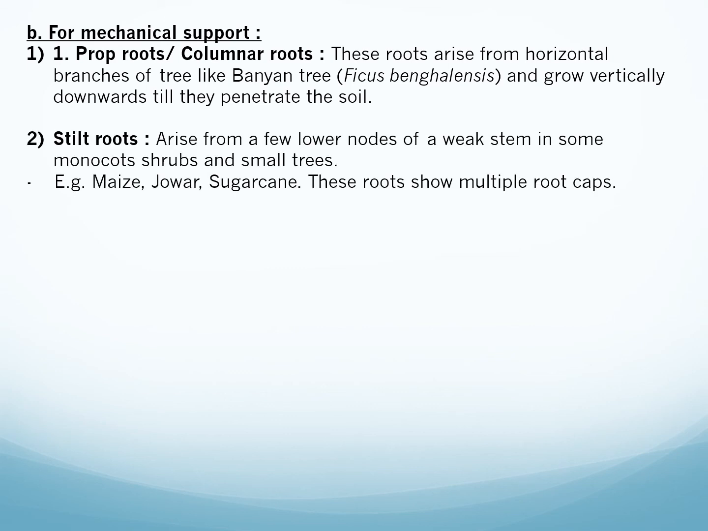Stilt roots. These roots arise from a few lower nodes of a weak stem in some monocot shrubs and small trees. Example, maize, jowar and sugarcane. These roots show multiple root caps. So stilt roots arise from the lower nodes. And generally we see these stilt roots in monocotyledonous plants.